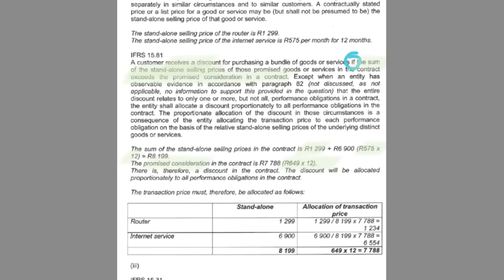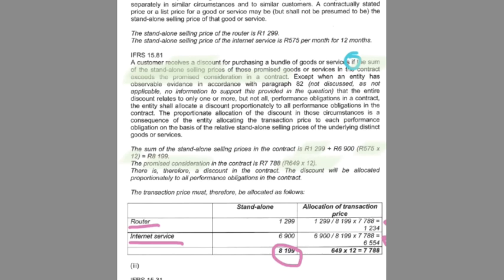So we have two performance obligations. It is the router and the internet service. We know what their standalone selling prices are, and we also know what the total promised consideration is in this contract. So now we go and we allocate the consideration to each of the performance obligations. How do we do that? Based on their standalone selling prices. So it's a ratio that you do.